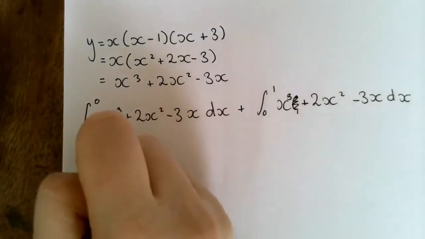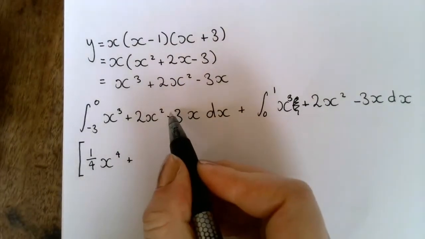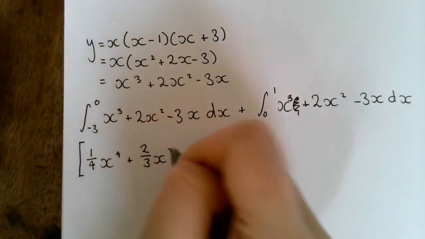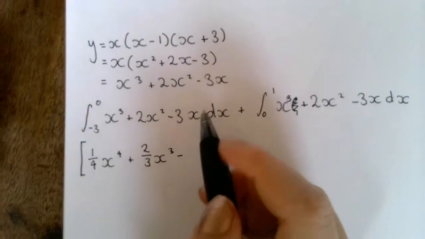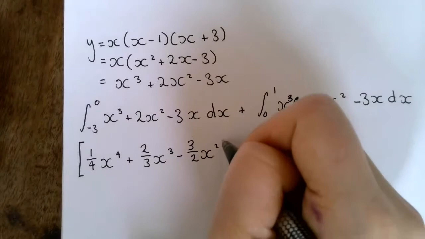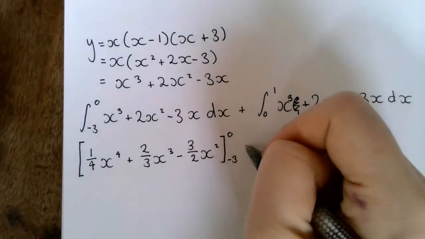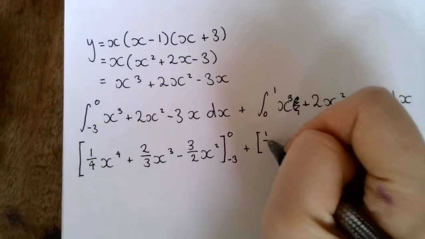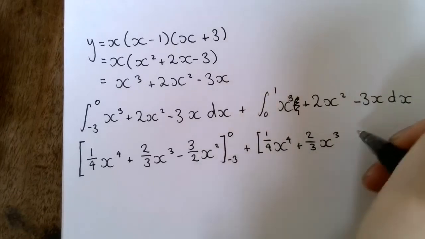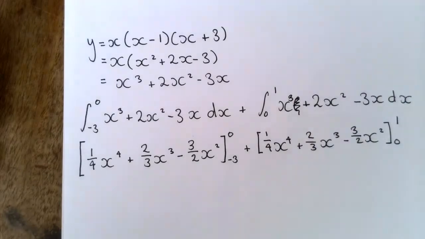I'm going to start integrating. So adding 1 to the power, dividing it. 2 plus 1 is 3, 2 divided by 3, 2/3. 1 plus 1 is 2, 3 divided by 2, 3/2. Then from minus 3 to 0. And then I'm going to do the same from 0 to 1.